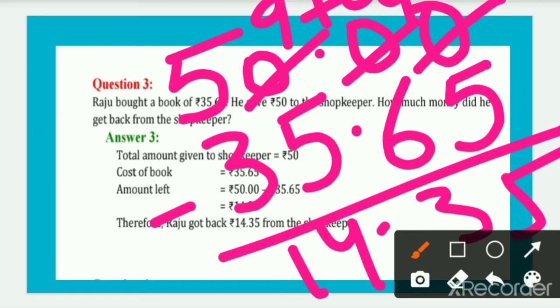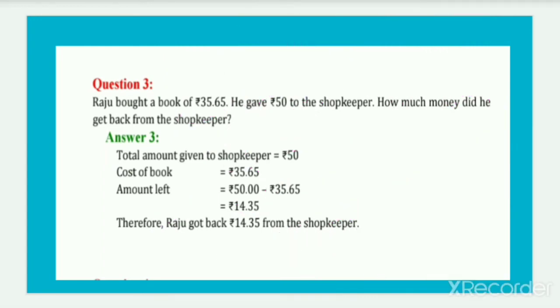Okay, so 9 minus 5 is, sorry, it will be 10, no? So 10 minus 5 will be 5, 9 minus 6 will be 3, and this will become 9, so it will be 9 minus 5 is 4, and 4 minus 3 will be 1. So as you all know how to subtract, it is very easy for you. So therefore Raju got back rupees 14.35 from the shopkeeper.